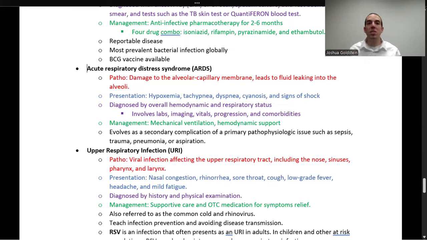This is a reportable disease, so it does need to be notified to the local health department. And there is a vaccine available for this. How do we treat this? We treat this pharmacologically, and it is very treatable as long as the medications are available, which fortunately in the United States, that's not an issue.